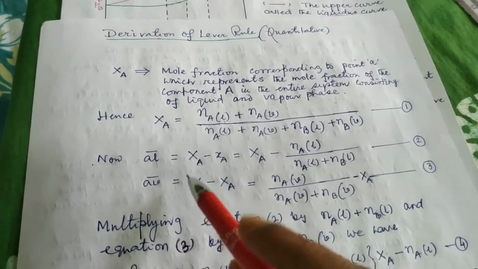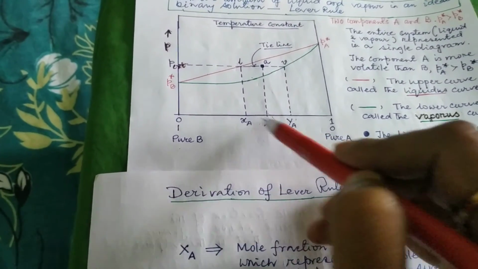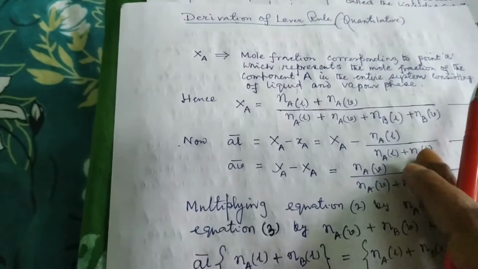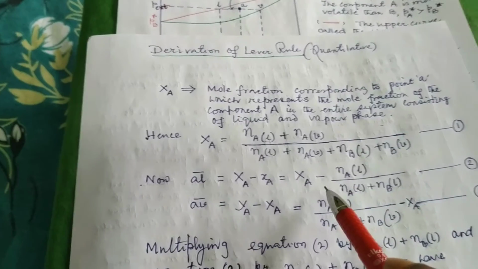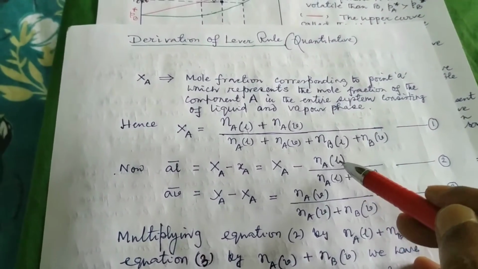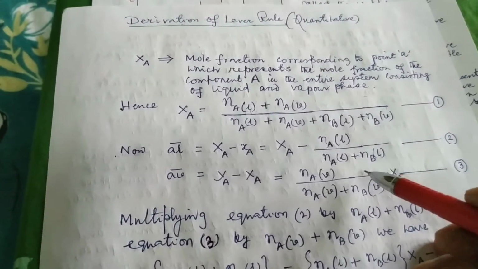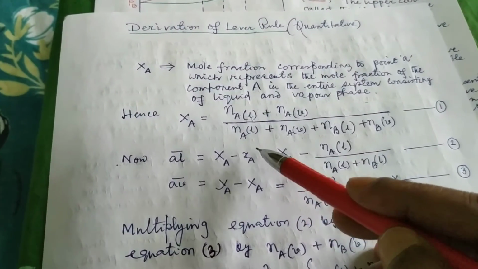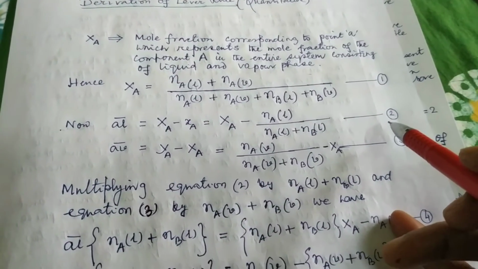Now what is AL? This AL equals capital XA minus small xa. So AL equals capital XA minus small xa. What is small xa? Small xa equals the number of moles of A in the liquid phase divided by the number of moles of A in the liquid phase plus the number of moles of B in the liquid phase. So this is the mole fraction of A in the liquid phase. So this is equation number 2.